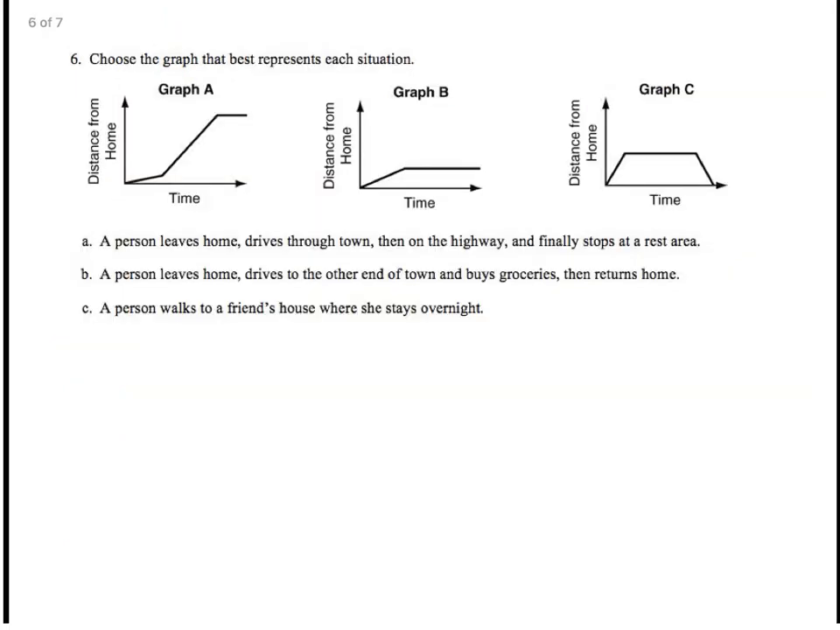And then we have some matching, so choose a graph that best represents each situation. So I like to kind of look at the graphs and read the descriptions as I go. So A says a person leaves home, drives through town, then on the highway, and finally stops at a rest area. So if they leave home and drive through town, they're picking up, or they're getting farther away, so distance is on our y. They're getting farther away, then they go on the highway, they're probably going faster and getting farther away from home, and then they stop, so they never went back. I'm going to go with A right now.